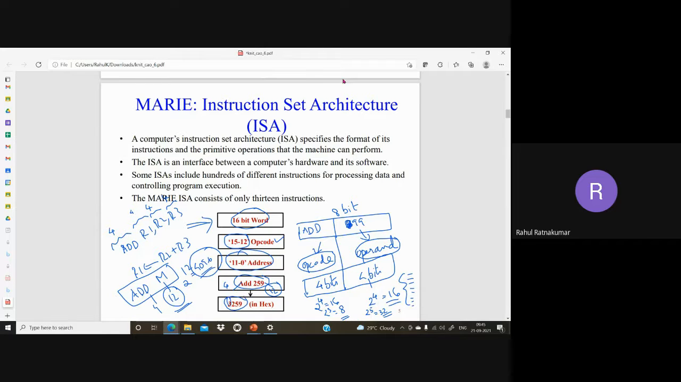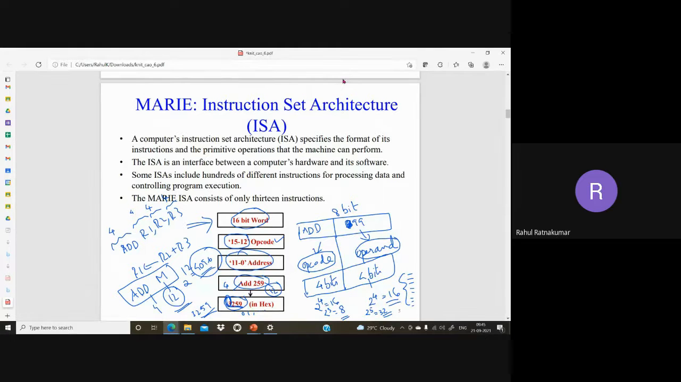3 stands for the add operation, and 259 stands for the location, right? So each of these numbers 0, 1, 2, 3 may represent some opcode or operation code. Okay, so this is the number, right? The instruction, you can see, is all a number, 3259. It's all about numbers only.